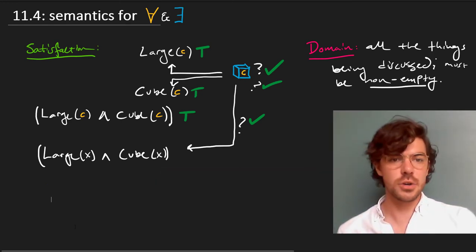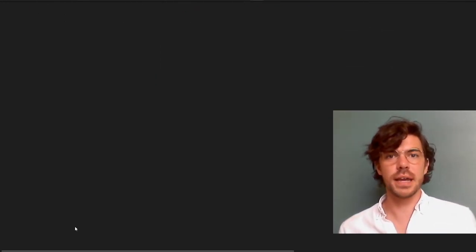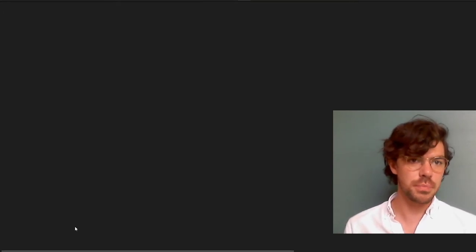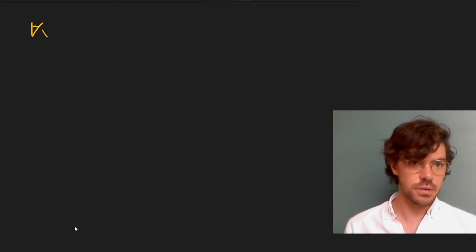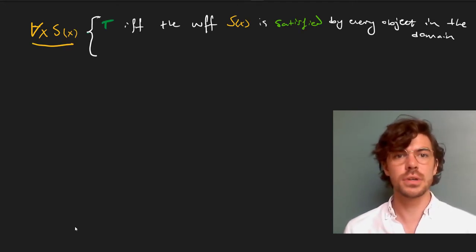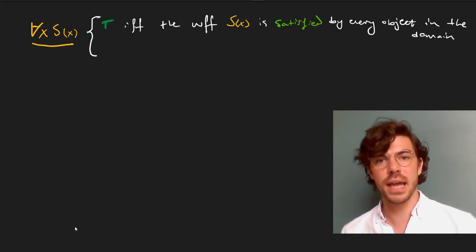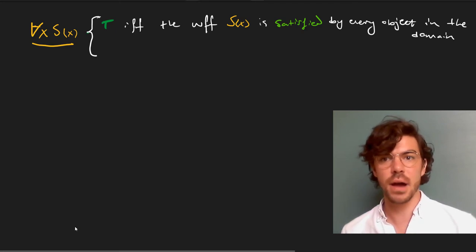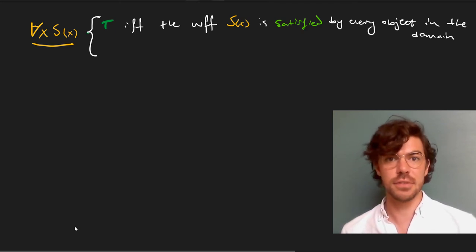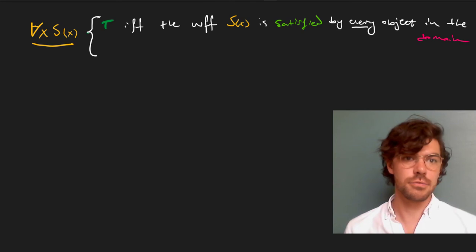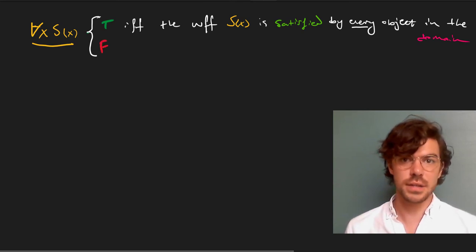Now that we've got these notions in mind, we can provide semantics for our quantifiers, which are going to be pretty straightforward. Starting with the universal, we can say that "for all x, Sx" is true if and only if the well-formed formula Sx is satisfied by every object in the domain. And "for all x, Sx" is false otherwise.